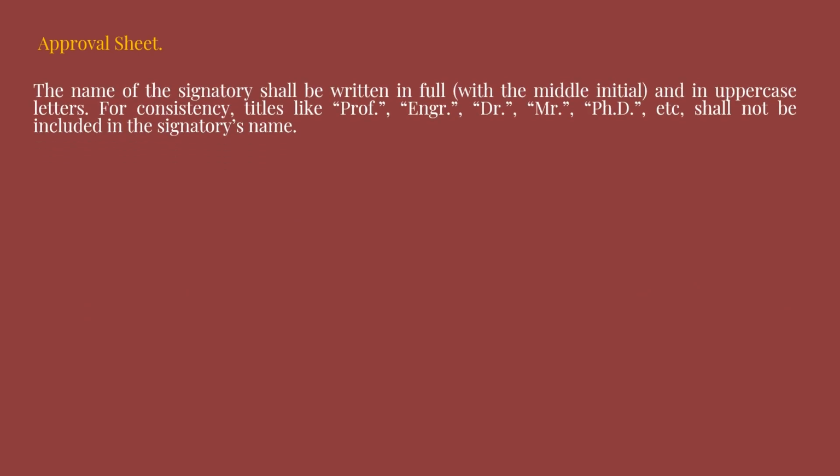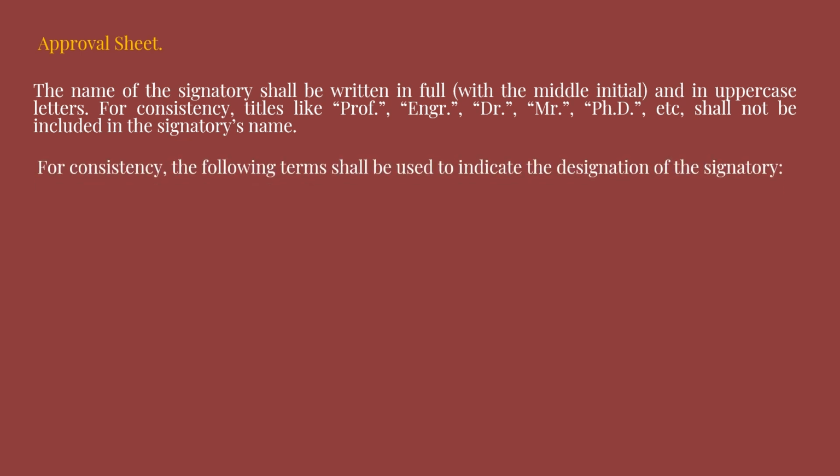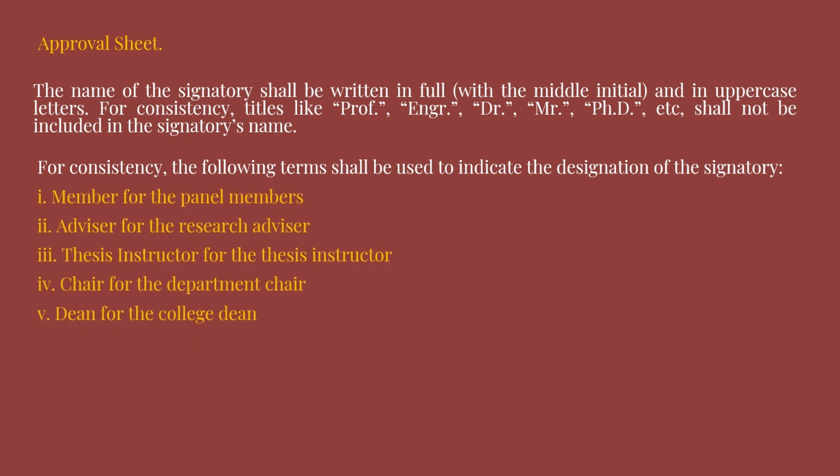The name of the signatory shall be written in full with the middle initial and in uppercase letters. Also for consistency, titles like Professor, Engineer, Doctor, Mr., PhD shall not be included in the signatory's name. Also for consistency, the following terms shall be used to indicate the designation of the signatory. The signatory's date, name, and designation shall also be properly aligned.